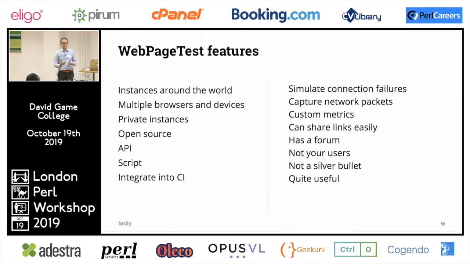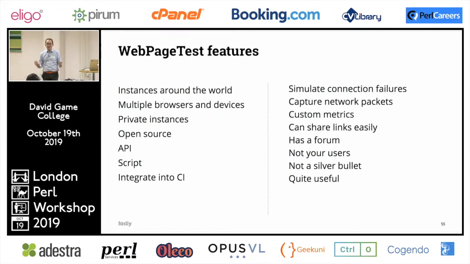You can even script it to say log into here and then go to this page and then do something else. You can capture network packets. So if you think something's going on at the TCP/IP level, you can have a look at the packets and download the TCP dump. And there's a forum where you can ask questions, and people often ask questions like, what's up with this page, or why is this request so slow?